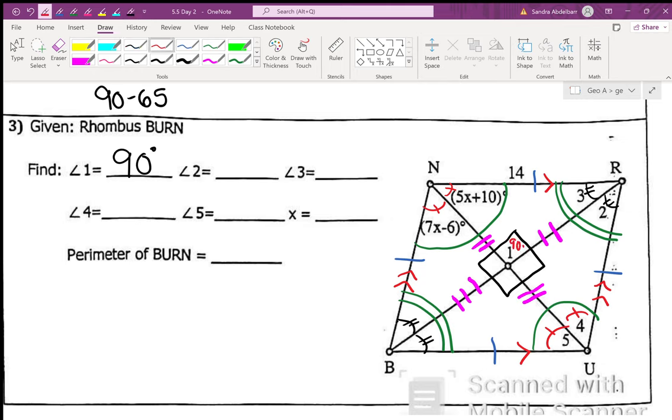All right, now we want to go ahead and find angle 2. You know what? Before I find angle 2, I actually want to find x. I'm going to jump down here. I want to find x. Any ideas on how I can find x?